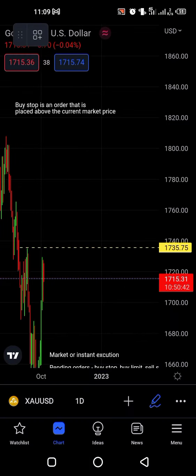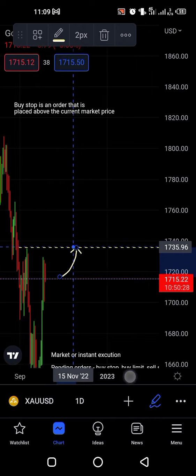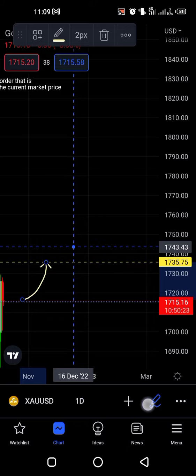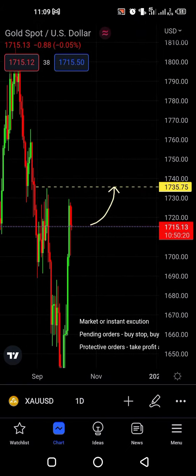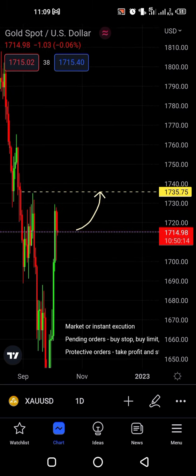Okay, so what happens is this is the current market price. Price goes here. Let's say this is where you want price to get to for you to enter the market. Now there are two options. You can either wait for price to get here, then you enter by market execution, or you can just place a pending order there, and when price gets there, it takes your order and keeps going up. That is if price goes up.